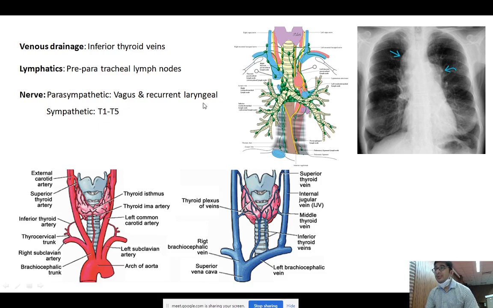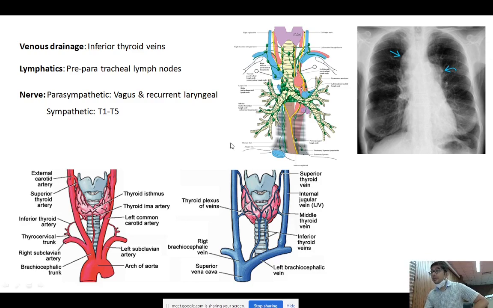The parasympathetic supply is by the vagus and recurrent laryngeal nerve, which are secretomotor, and the sympathetic is by T1 to T5. So what will be the role of parasympathetic in the trachea? Any idea? Sympathetic, we need the sympathetic during emergencies. So sympathetic will dilate. Very good.